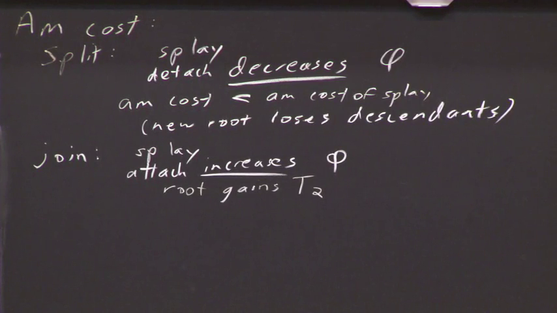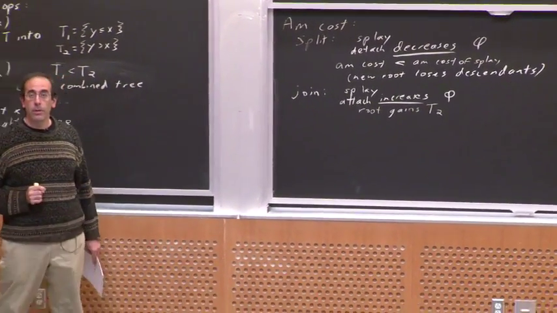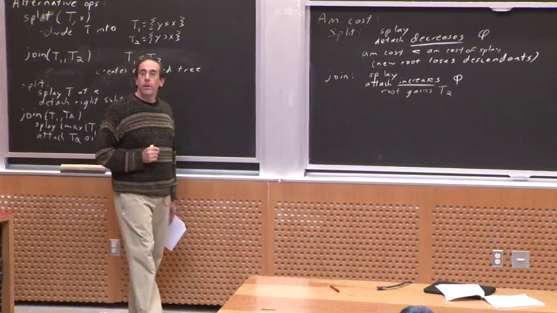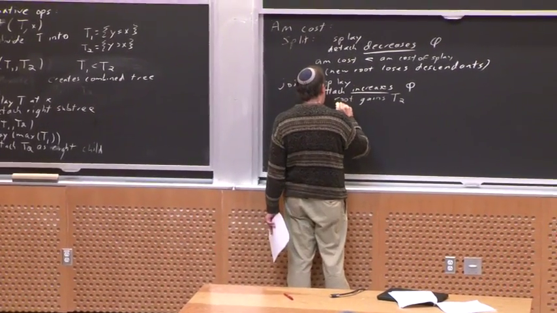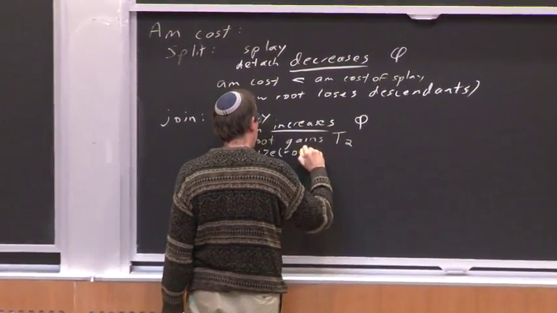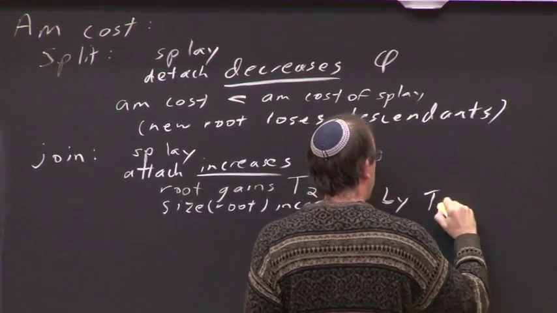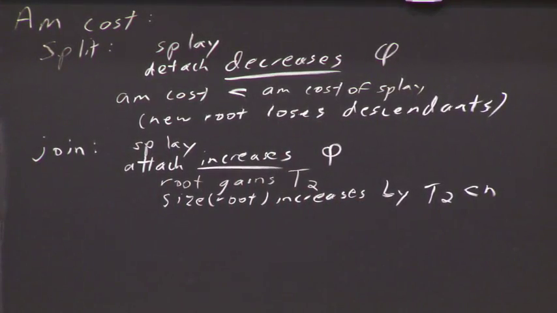So what changes in the potential? The contribution of the root, right? And how much does the root's contribution change? Exactly by T2. So the size of the root increases by T2, which is less than our magic parameter n for the size of the data structure, right?